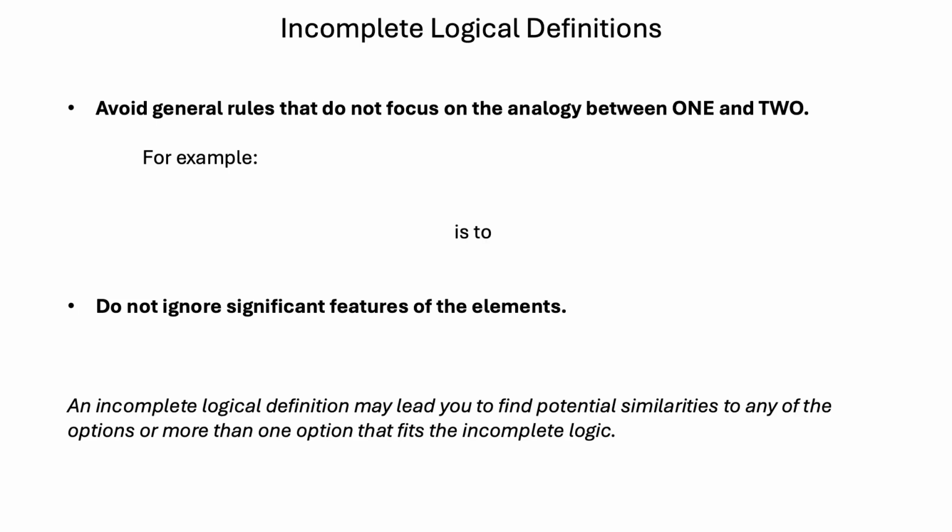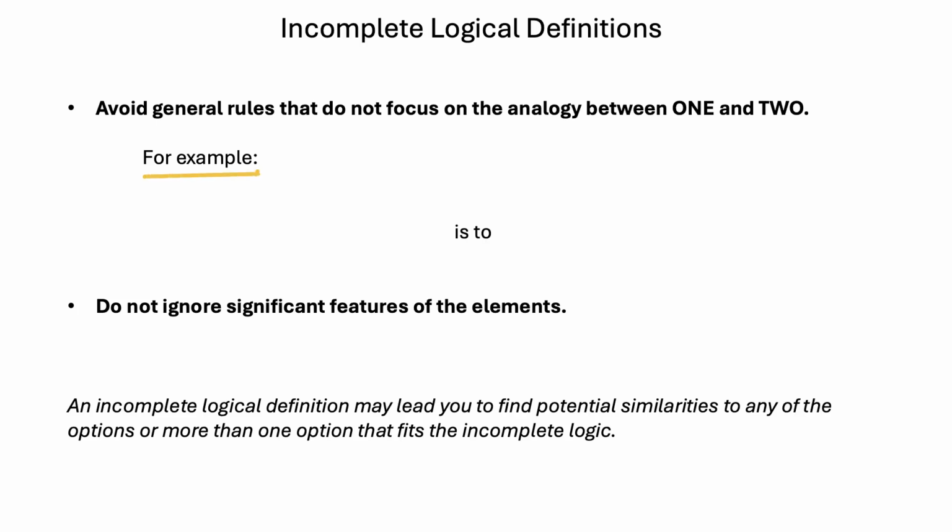So now let's talk about some of the most common logical mistakes in visual analogies. And we'll start with incomplete logical definitions. If you refer to an unstructured sentence or to general similarities, you are likely only to refer to a partial analogy, which may lead to undistinctive differences between the options. So, you should avoid general rules that do not focus on the analogy between 1 and 2.